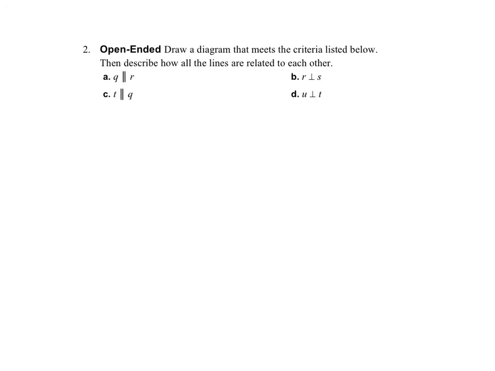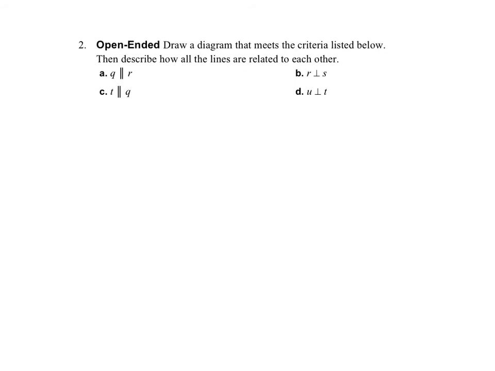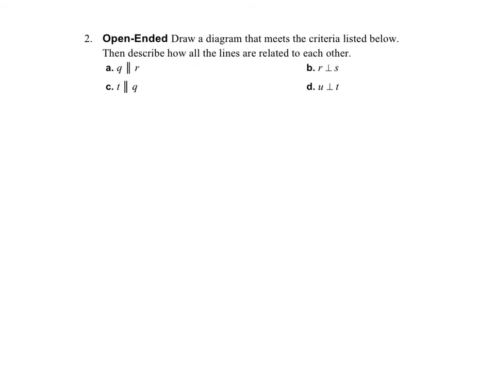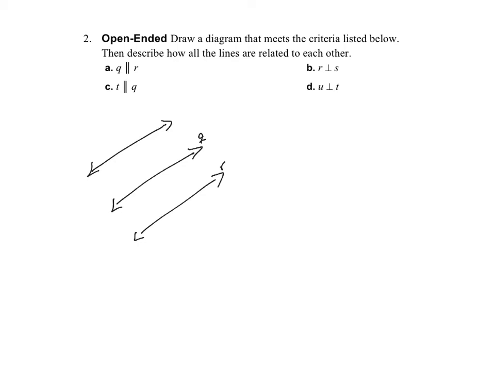This one says draw a diagram that meets the criteria below, then describe how all lines are related to each other, right? So we're going to draw this one. So let's start by saying that Q is parallel to R right there, right? T and Q are parallel also. So T and Q are parallel to each other.